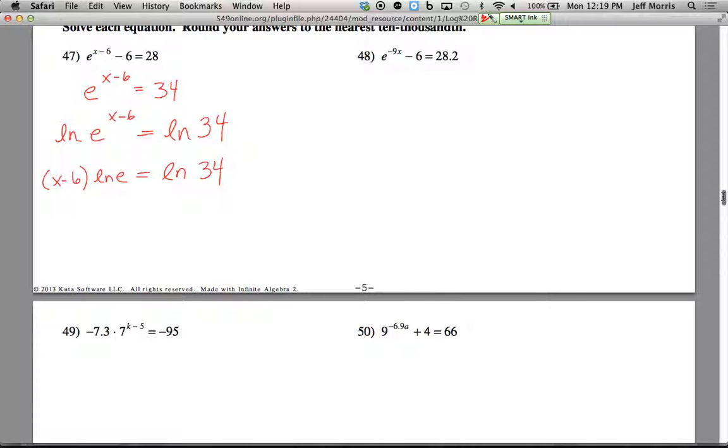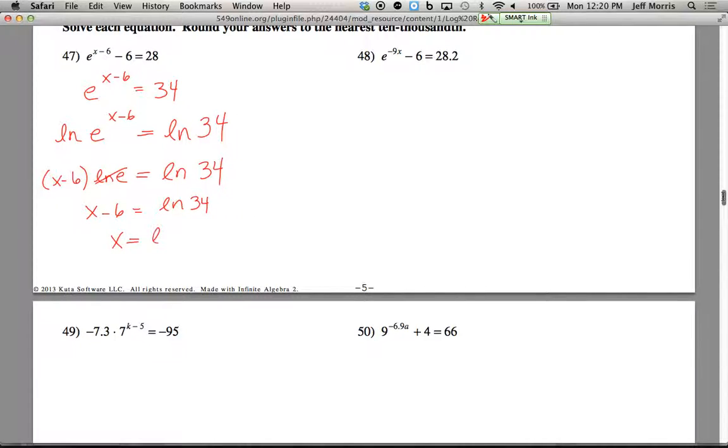All right, so x minus 6 natural log of e is natural log of 34. What happens to the natural log of e? Very good. Every time we see a log with the same base as the number you're taking the log of, it's always going to give you 1. So natural log of e is 1. Now we got x minus 6 equal to natural log 34. What's the last step? Add 6.